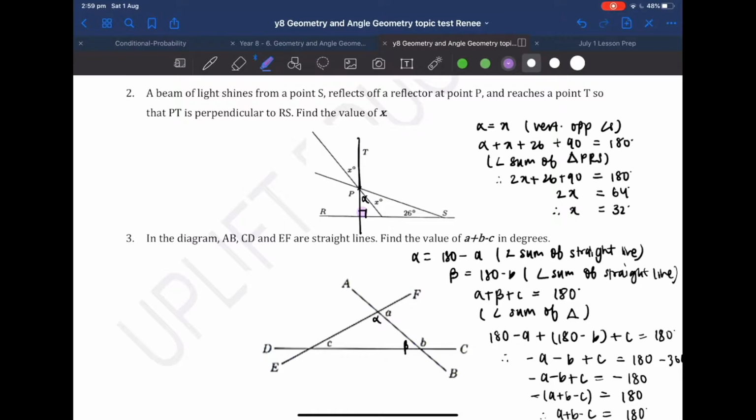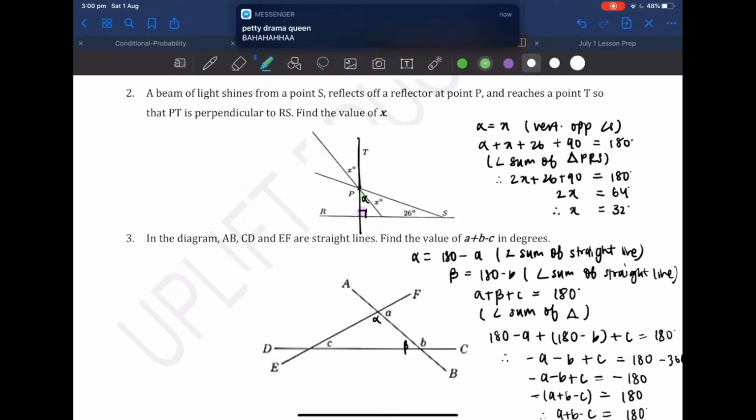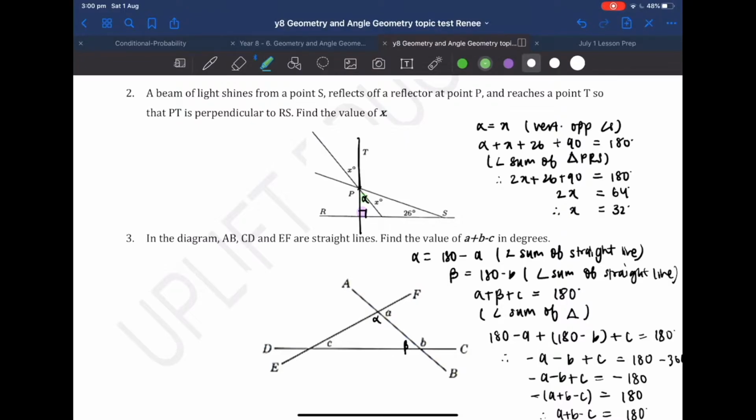Because it forms a right angle, we can use the angle sum of a triangle. What we needed to find was this angle here that we didn't know. To find the angle there, all we had to use was vertically opposite angles. So I named that angle alpha, and I said that alpha equals x because of vertically opposite angles. Because we know alpha equals x, we only now have one unknown pronumeral.